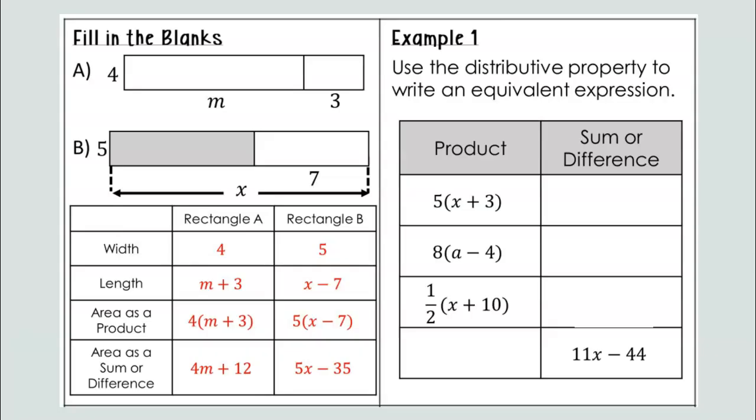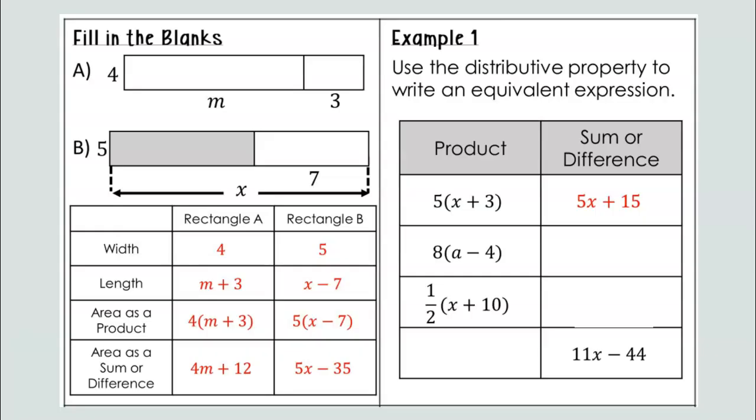Example 1. Use the distributive property to write an equivalent expression. And we're going to use the distributive property to define the sum or difference, which means we're taking 5 times both pieces in the parentheses, so it's 5x, and 5 times 3 is 15. The addition sign remains the same.